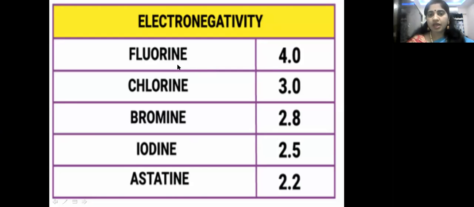Fluorine is the most electronegative element in the periodic table. So 4.0 is the value for fluorine, whereas chlorine 3.0, bromine 2.0, iodine 2.5, and astatine 2.2. So top to bottom, atomic size increases, electronegativity decreases. So fluorine has high electronegativity, that is 4.0. Okay, so this is about electronegativity.